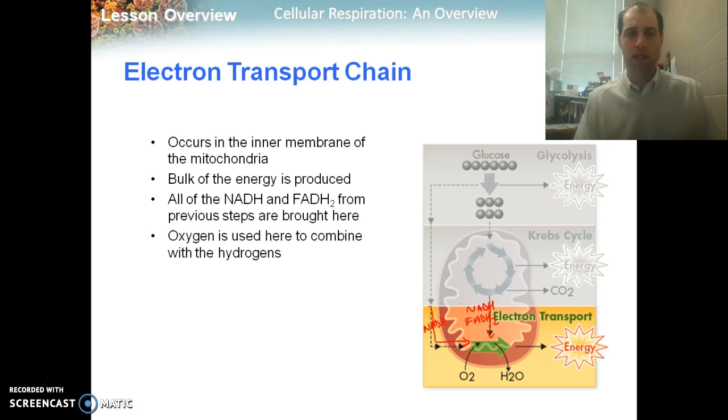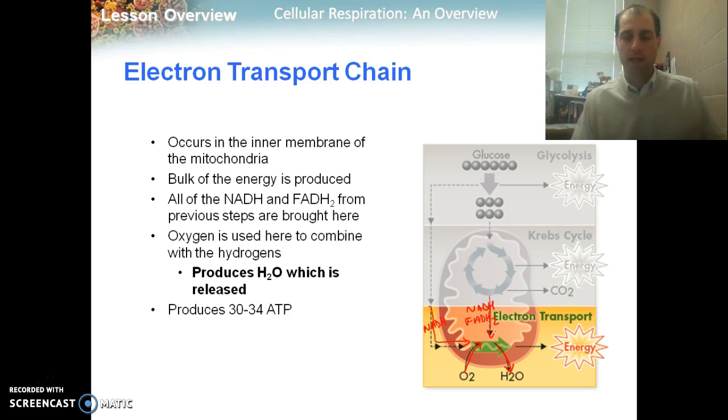This is also the portion of cellular respiration that requires oxygen. And the oxygen is going to combine with those hydrogens that are brought there by our carrier molecules. And they're going to produce water. And water then is going to be released. So we have water released, and we are bringing in oxygen to the electron transport chain. As hydrogens move around and get put with oxygen to make water, we are producing 30 to 34 ATP.